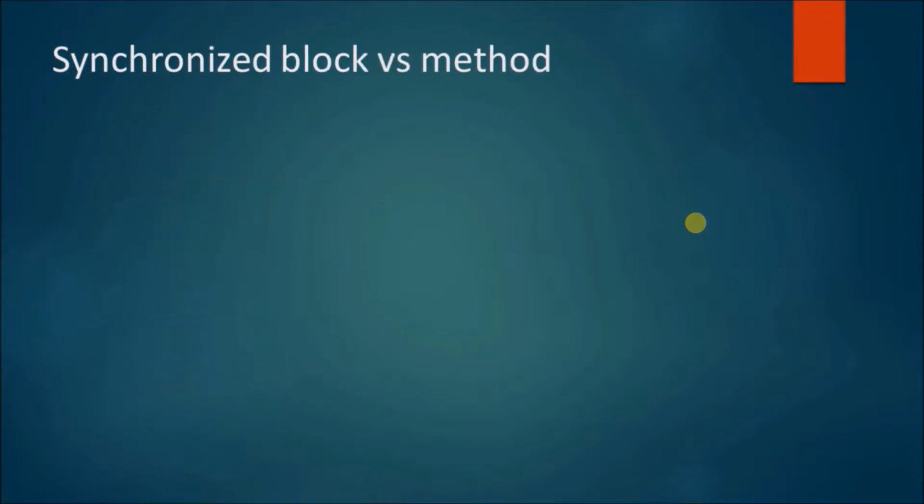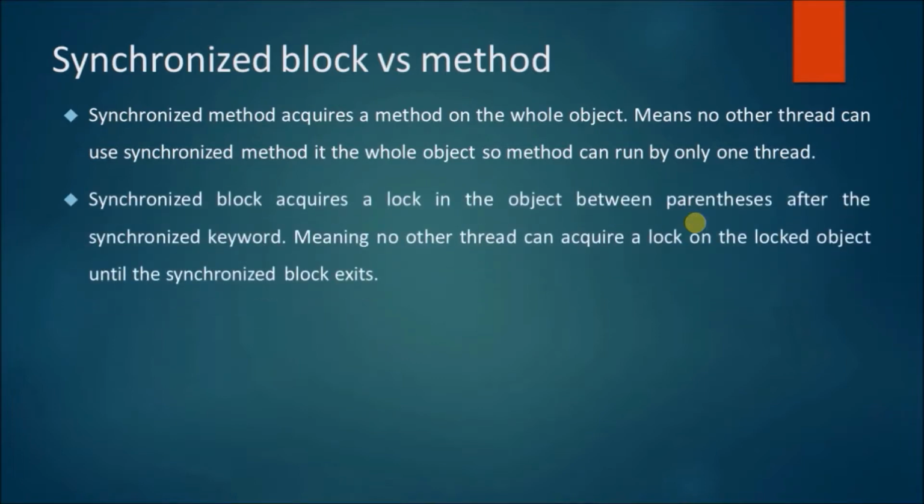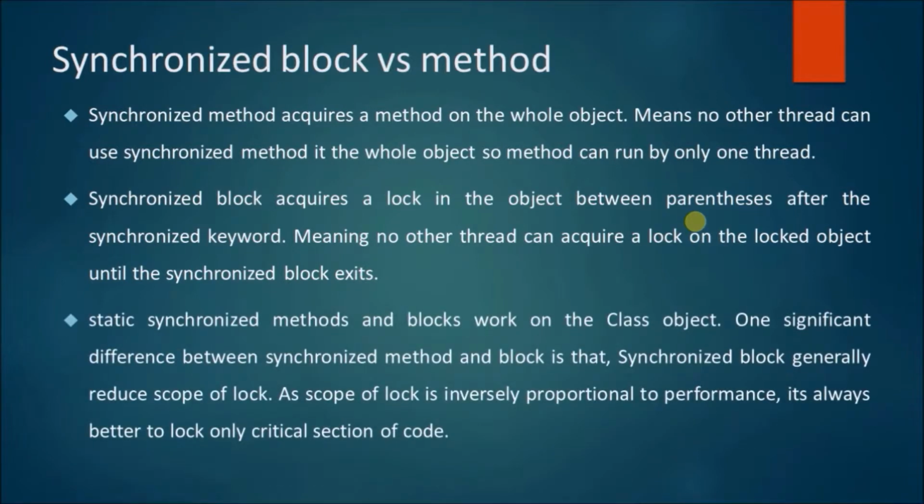Synchronized block versus method. The synchronized method acquires a lock on the whole object, meaning no other thread can use a synchronized method on the whole object, so the method can run by only one thread. A synchronized block acquires a lock on the object between parentheses after the synchronized keyword, meaning no other thread can acquire a lock on the locked object until the synchronized block exits. Static synchronized methods and blocks work on the class object.